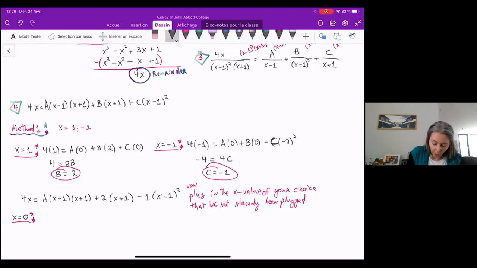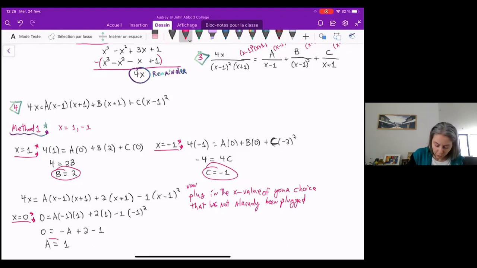So I'm plugging in 0, and I'm going to get 0 is equal to a times -1 times +1 plus 2 times 1 minus 1 times -1 squared. So in other words, 0 is equal to -a plus 2 minus 1, and I get that a is equal to 1. So now I have my a, b, and c values.